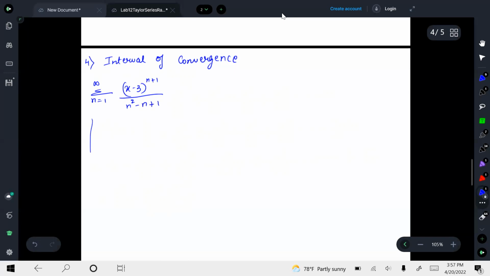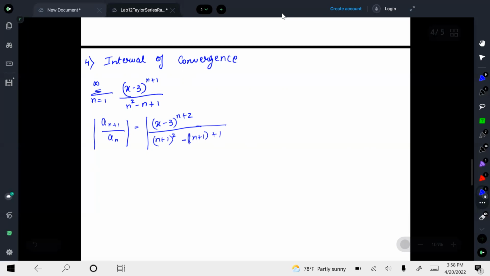Now we can use the ratio test here, a_(n+1) divided by a_n. That is equal to (x minus 3) to the power of n plus 2, divided by (n plus 1) the whole squared minus (n plus 1) plus 1. Just plug in n plus 1 wherever you have n. And then you multiply by the reciprocal of a_n, that is n squared minus n plus 1 divided by (x minus 3) to the power of n plus 1.